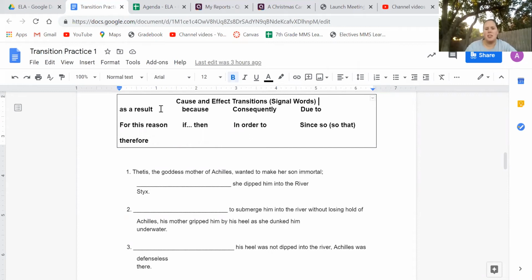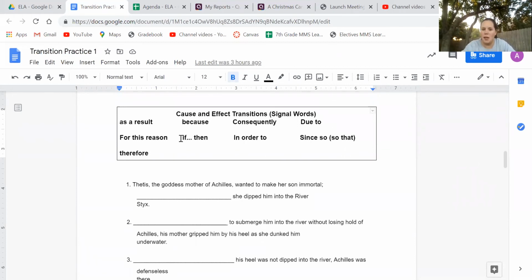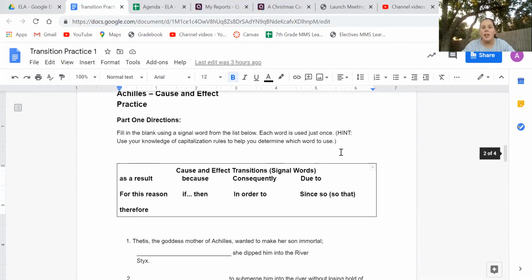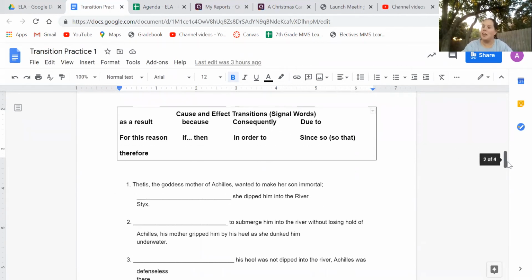So you're going to use as a result, because, consequently, due to, for this reason, if and then, in order to, since so, or so that, as well as therefore. Okay, you're going to use each of those one time, and you're going to fill in these blanks. Okay, and if you'll notice, some of the words in this word bank are capitalized and some aren't. That's my little clue for you. Okay. Each word is used once. Use your knowledge of capitalization rules to help you determine which word to use. Okay? See, I'm being very helpful.